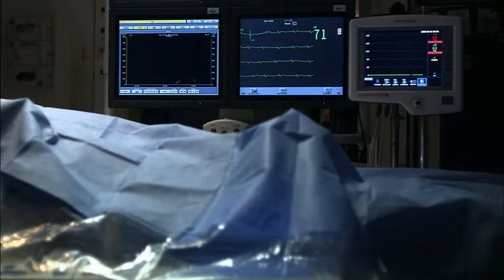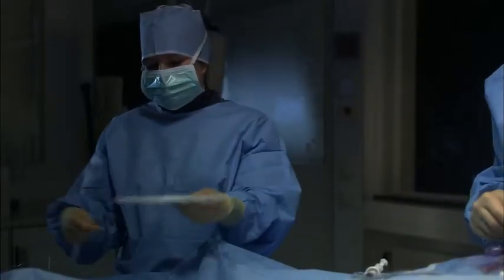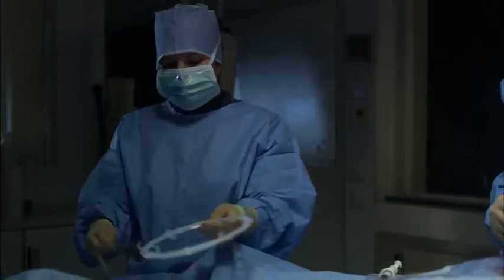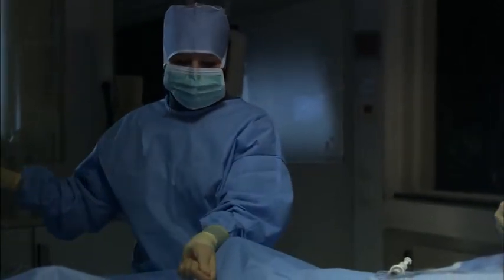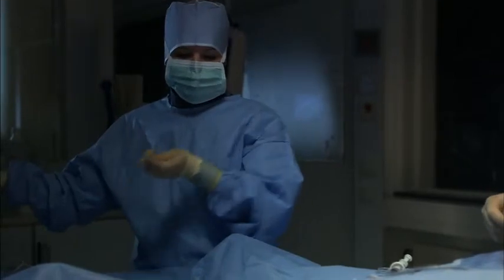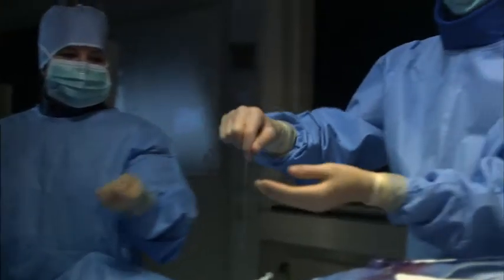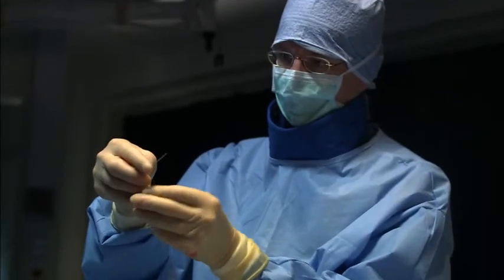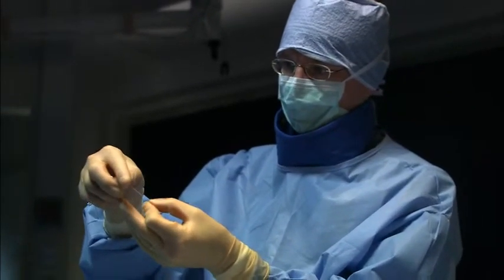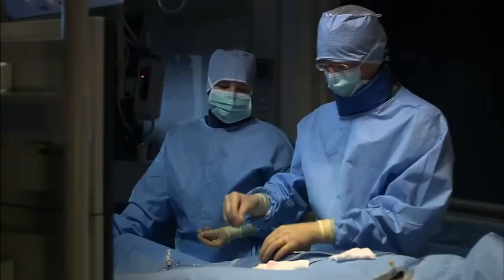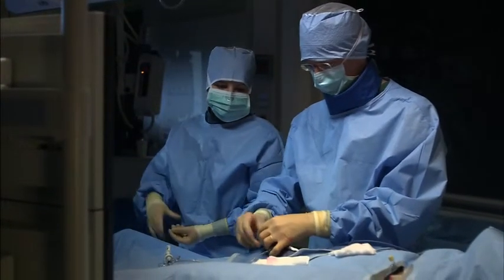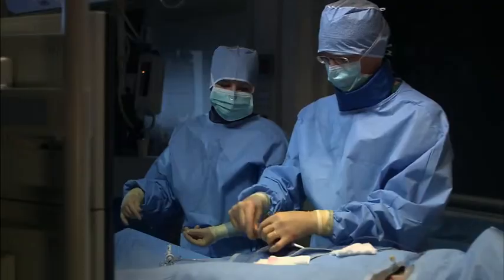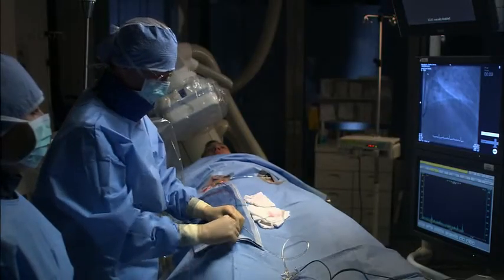If the analyzer isn't connected and you decide to measure FFR, the first step is to connect it and to calibrate and zero the aortic pressure as well as the pressure wire itself. The pressure wire is a 0.014-inch regular angioplasty guide wire, which has a sensor that sits 3 centimeters from the tip of the wire. Once you've completed these steps, you're ready to advance the pressure wire into the guiding catheter.